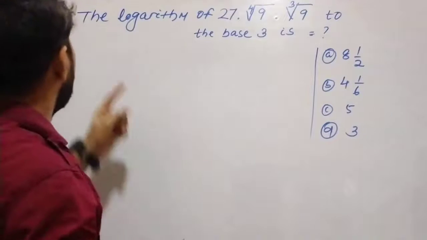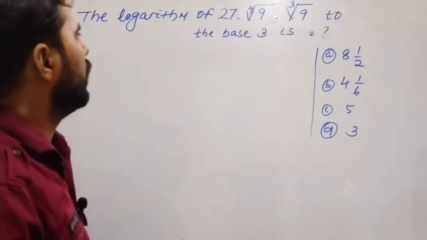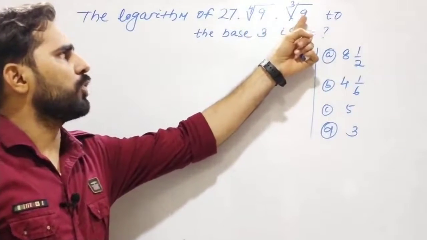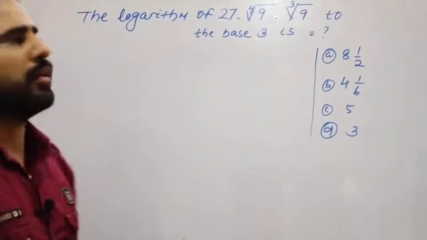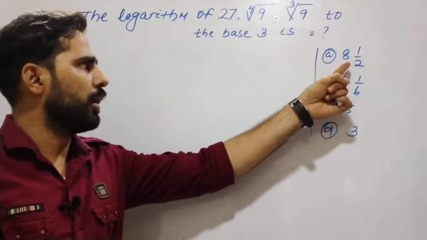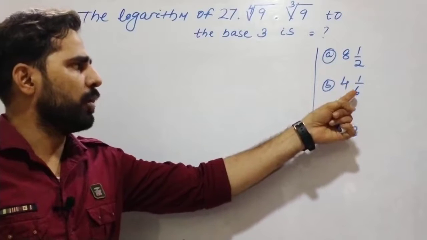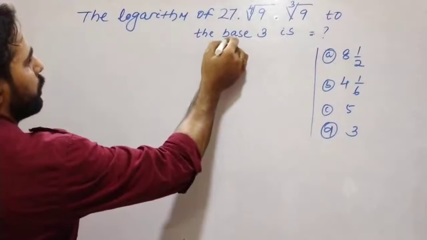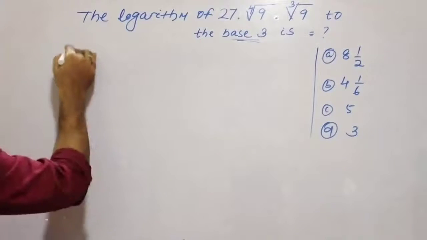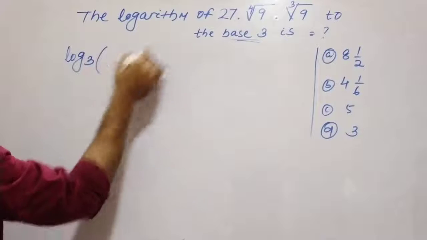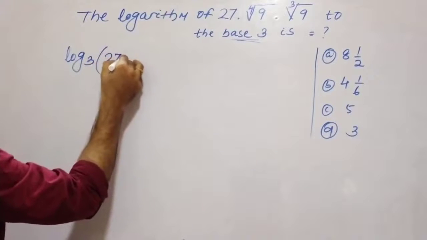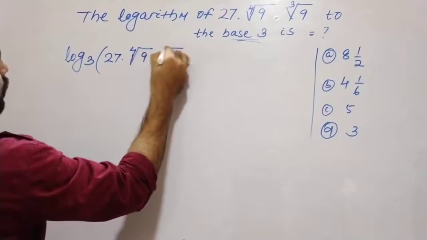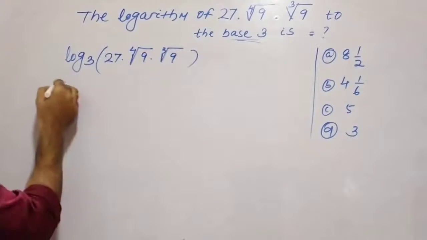Look here, another question is given. The logarithm of 27 into the 4th root of 9 into the cube root of 9 to the base 3 is how much? Options are 8 upon 1 by 2, 4 upon 1 by 6, 5 and 3. Look here, the question is given, I have to take the base 3. So log base 3 of 27 into the 4th root of 9 into the cube root of 9.